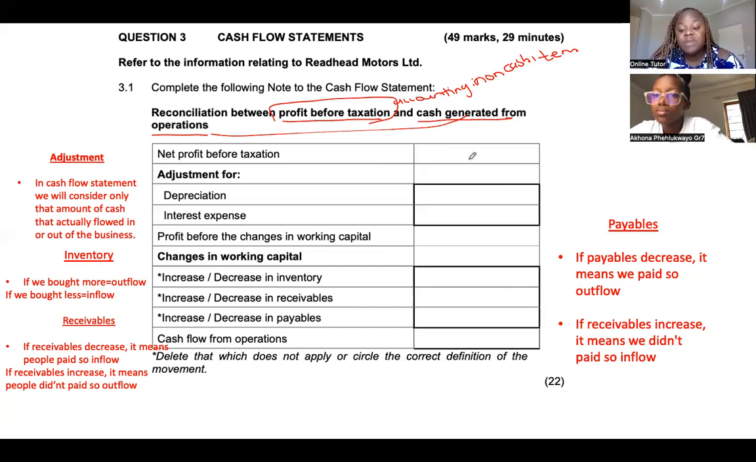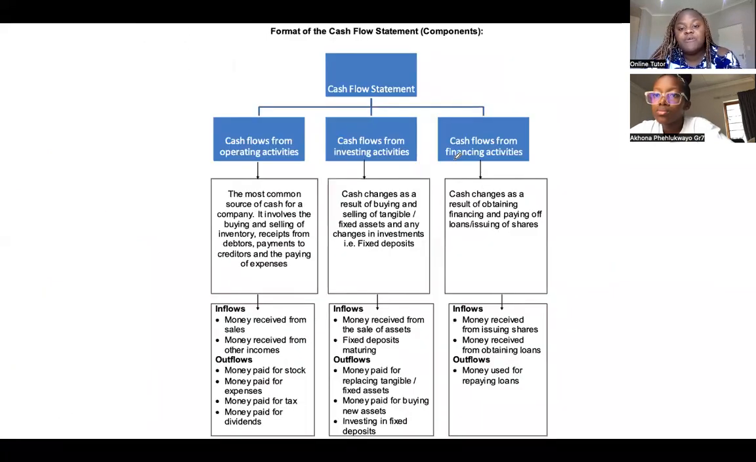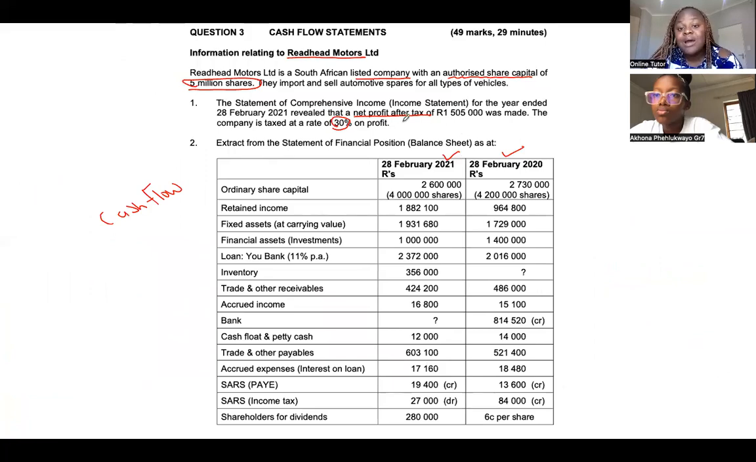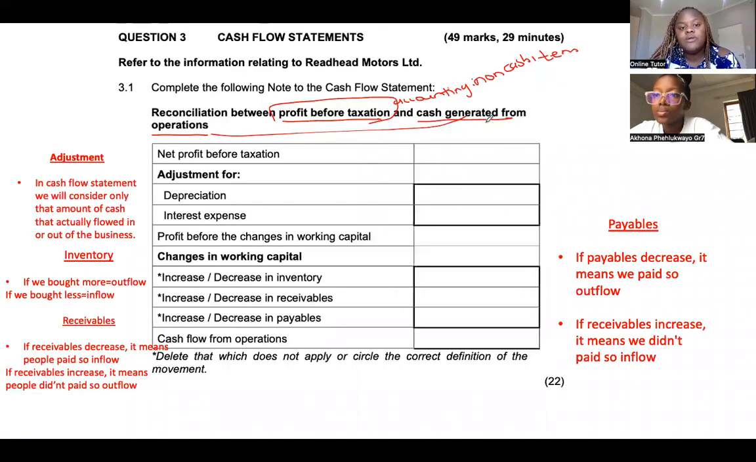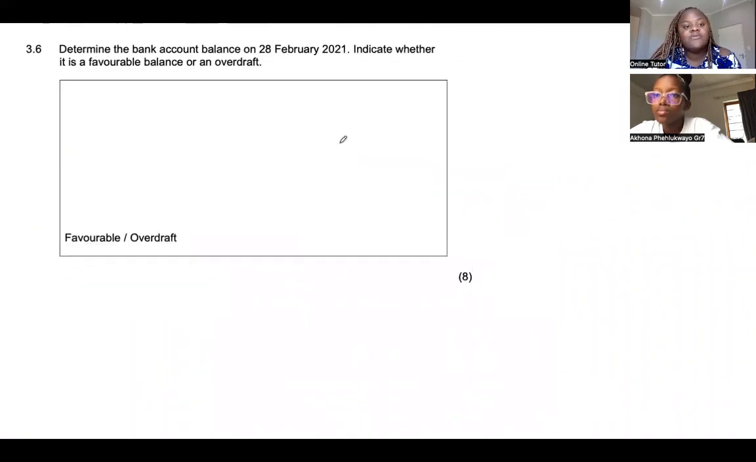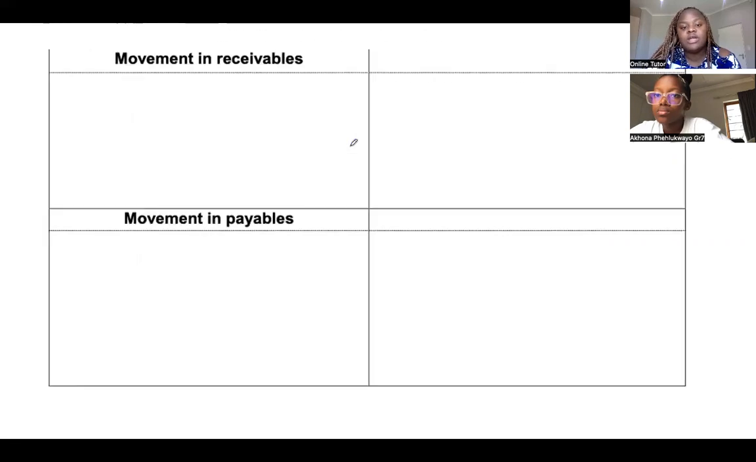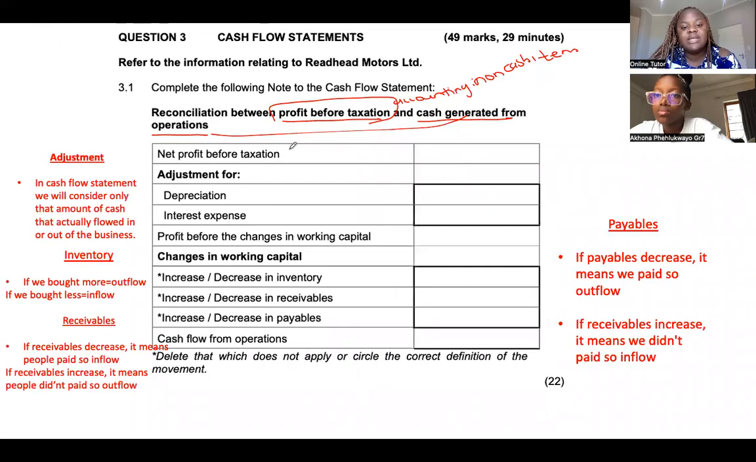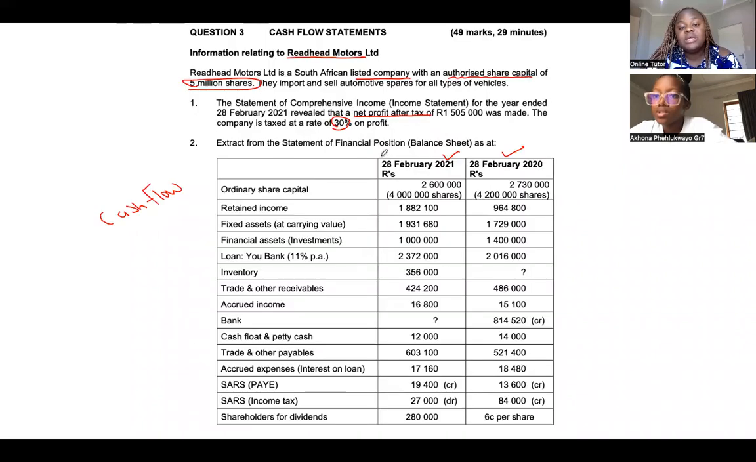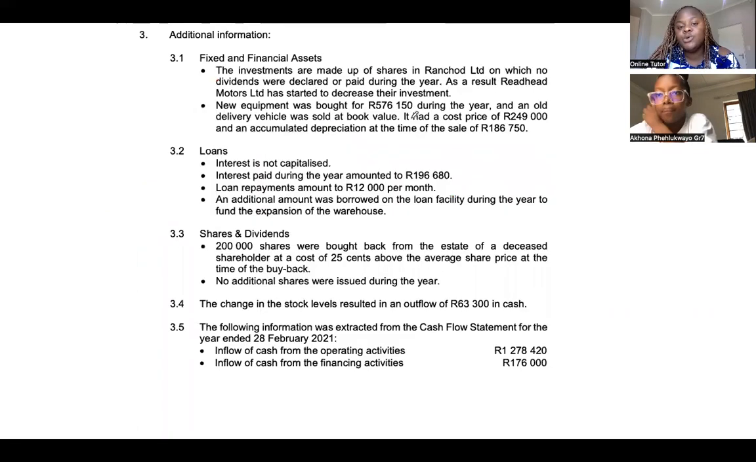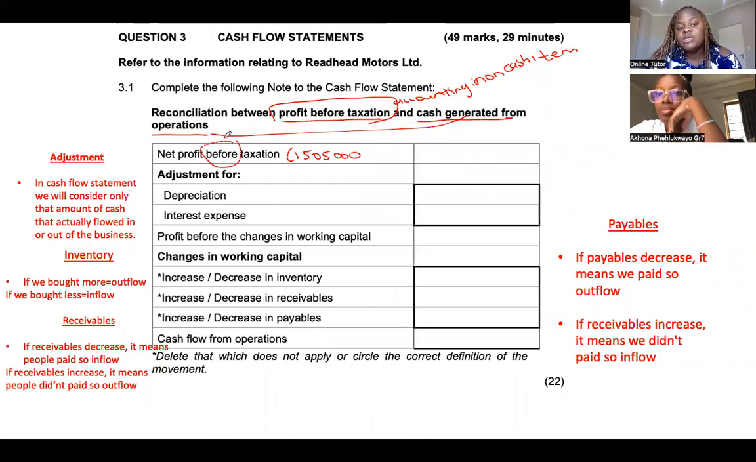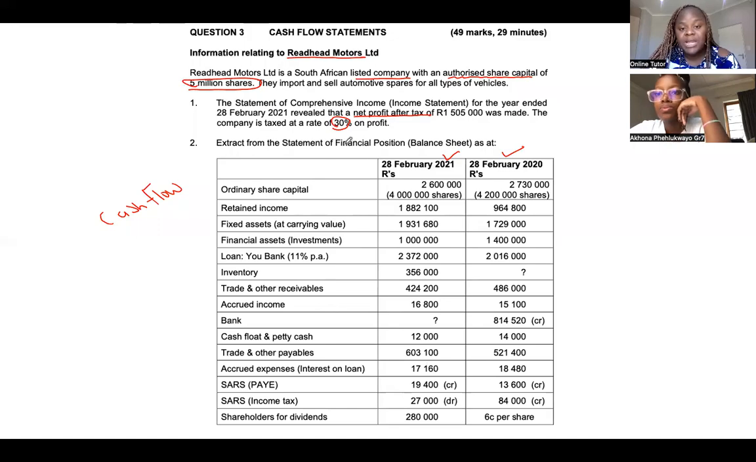So we're going to start with our net profit before tax. What is our net profit before tax? We're told that our net profit after tax was 1,505,000. Let me quickly see if we have any space for calculations. There's no space, so we'll just calculate on the side. That was after tax, and we are going to before tax, so we need to go back. What's the formula I should use?